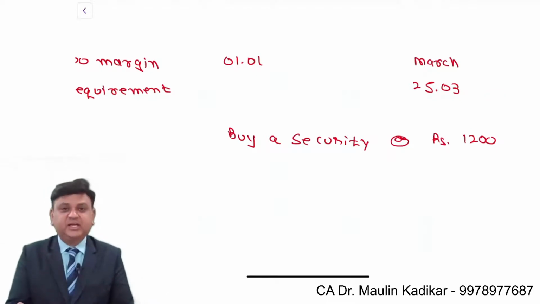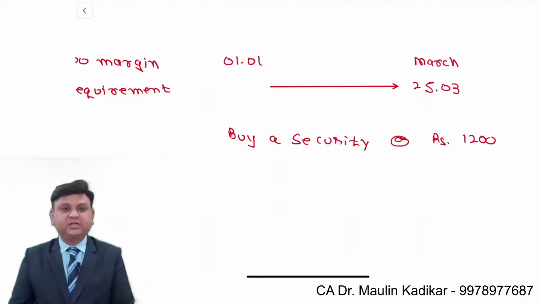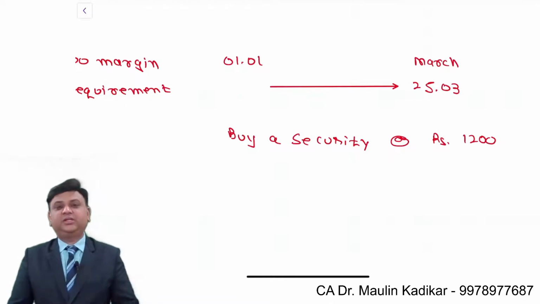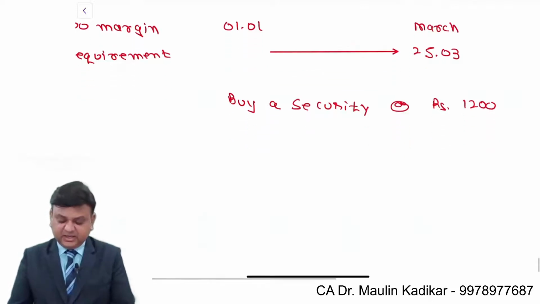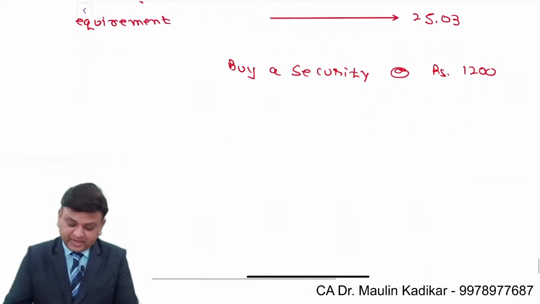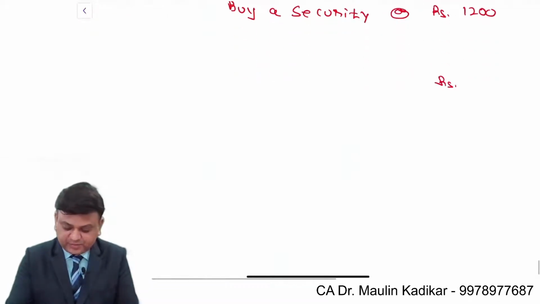Now you understand very well that this is a huge time gap. During this time gap, huge volatility is possible. Now, during this time period, let us say the price of the security is falling down. And let us say at this point of time, the price of the equity share is rupees 400.